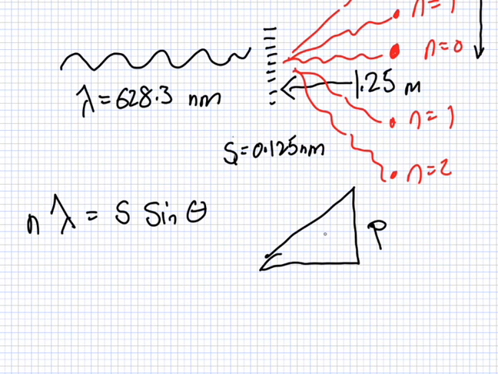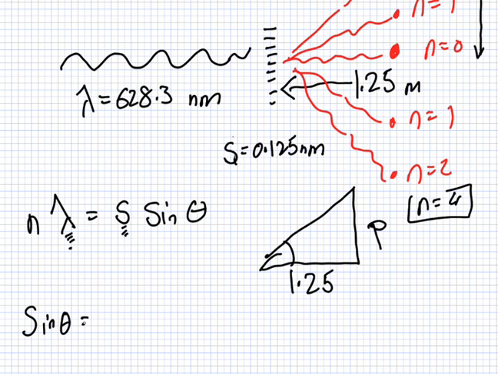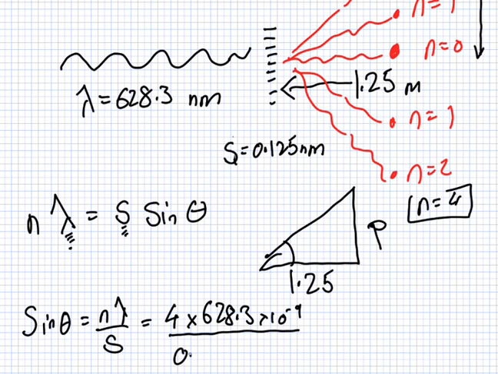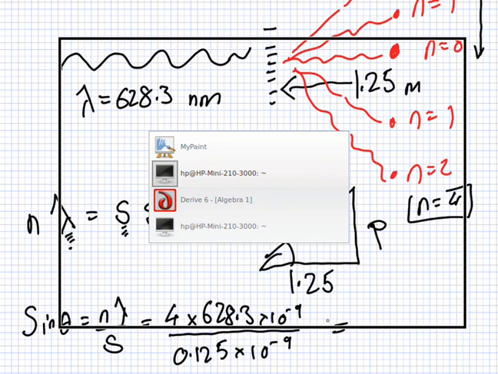So we have this distance we know, 1.25. This angle we don't know. The n we do know, n is 4. And we know the lambda here, and we know the s here. So I think what I'll do is I'll just get this theta. Sine theta equals n lambda over s, which equals 4 times 628.3 times 10 to the minus 9 all over 0.125 times 10 to the minus 9. Alright, let's calculate that.